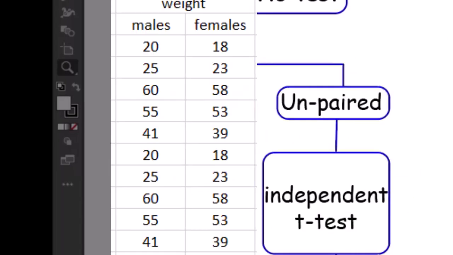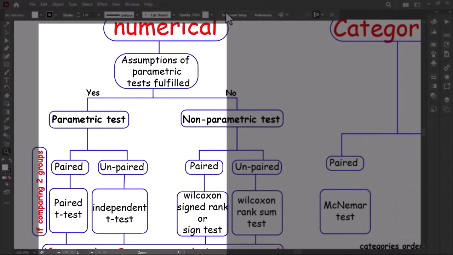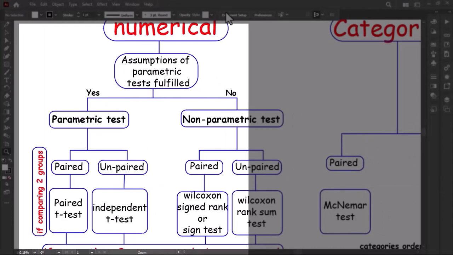You notice that in both groups, if we are comparing two groups, if we are looking at a difference in numerical data for variables that have fulfilled the assumptions for parametric tests, we are using a t-test. But the t-test has two versions. A paired t-test takes into consideration that these are the same people being measured at different time points, whereas the independent or unpaired t-test takes into consideration that these are totally unrelated samples.